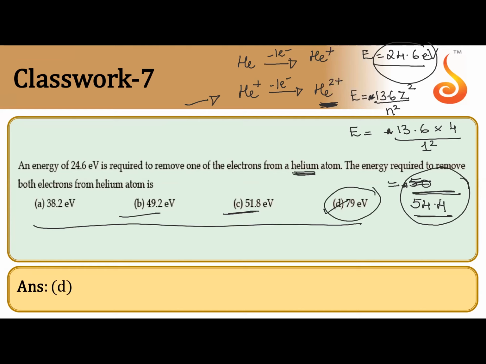So in such cases, it's okay to not do exact calculation and you can directly do some approximation and tell the answer. So answer here is option D. When you add 54.4 and 24.6, you get 79. Are you all understanding this? 24.6 is given in the question. How much energy is required to remove one electron is given in the question. Question is asked, to remove both electrons how much you need. So you calculate for the second electron first and then you add both of them.